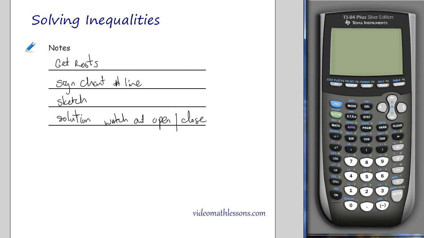So I'm going to get the roots. If we can factor, we can factor. If not, we have to use calculator and rational root theorem and synthetic and all that stuff. We'll make a sign chart. We'll sketch it, and then we'll do our solution.